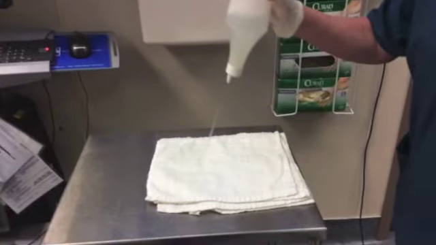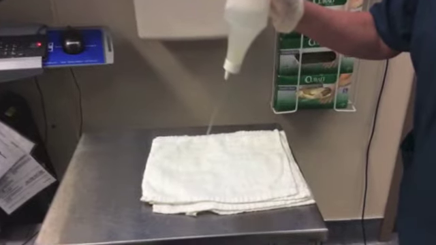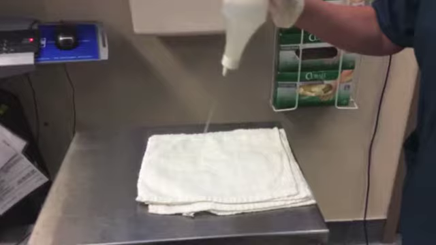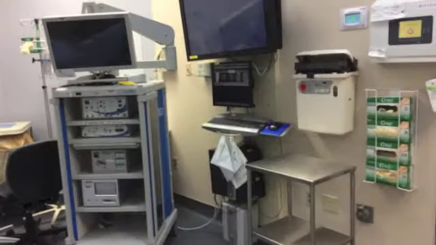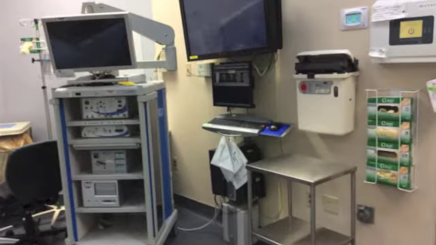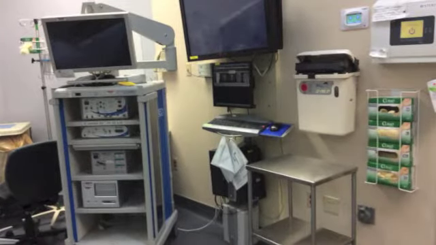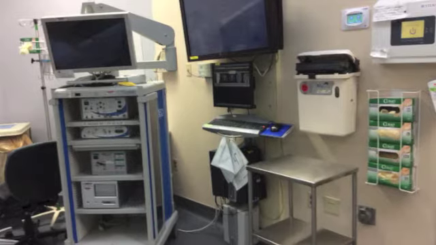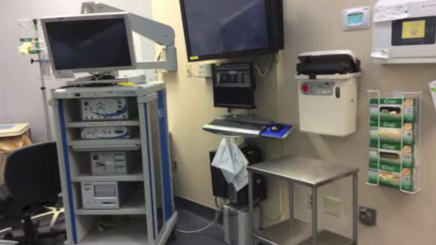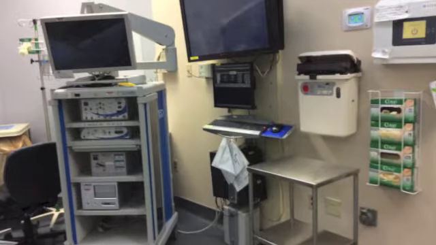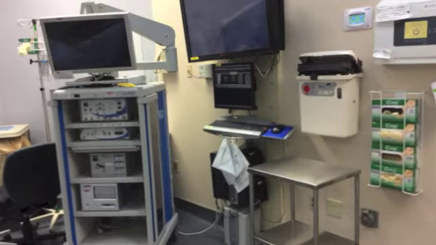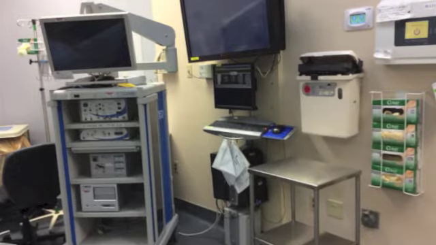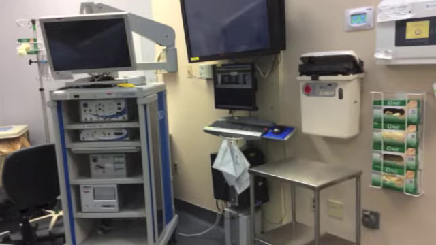Prepare washcloths or hospital-approved cleaning wipes for cleaning and disinfection. During the turnover process, wipes and cloths are to be exchanged as they become soiled. Begin by cleaning equipment and furniture at the perimeter of the room in a clockwise direction, working around the perimeter and towards the center. Clean all equipment attached to the walls, including video monitors, PACS monitors, and whiteboards. Furniture can be pushed to the wall when clean.